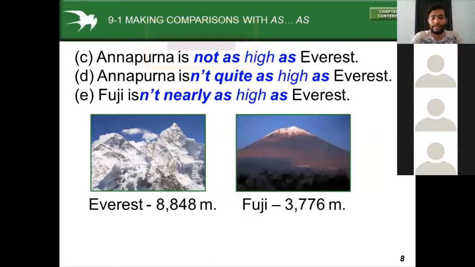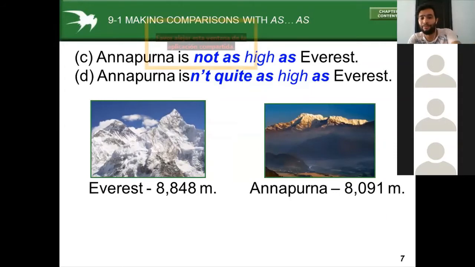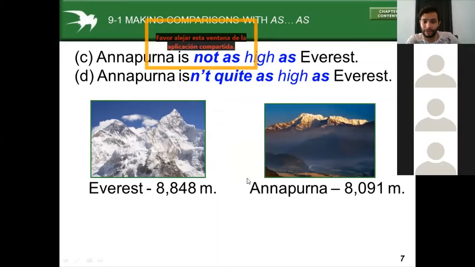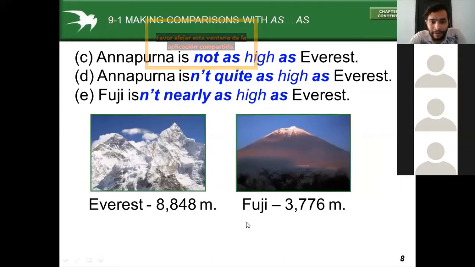So, I have here another example, but with a different mountain. This is the Annapurna, and this is the Fuji. Take a look. There is a difference in height, right? But it's not very much. Maybe they are both very high, but the difference is not very much. How about here? Is the difference a lot or not? Yeah, it's a lot, right? Yes. The difference is 5,000 meters.